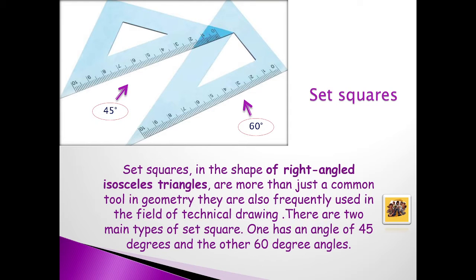Secondly, we've got set squares. Set squares in the shape of right-angled isosceles triangles are more than just a common tool in geometry. They are also frequently used in the field of technical drawing. There are two main types of set squares. One has an angle of 45 degrees and the other has the 60-degree angle.